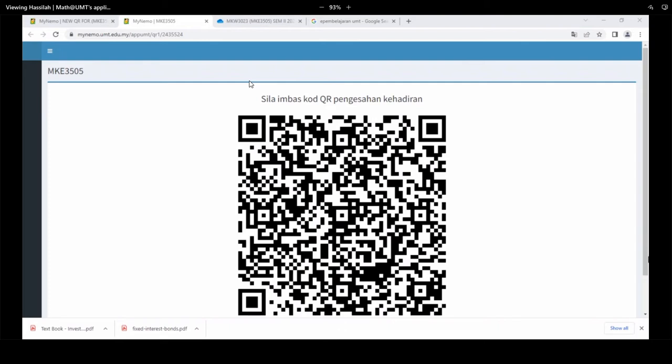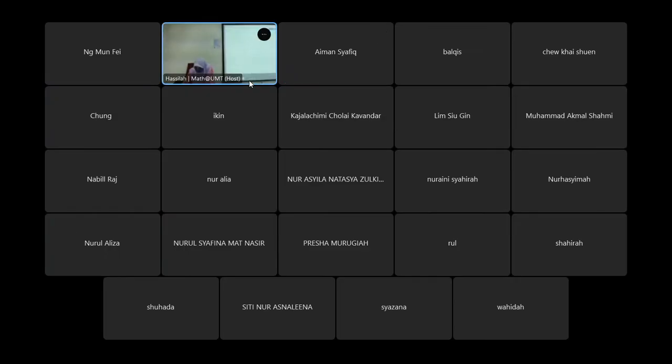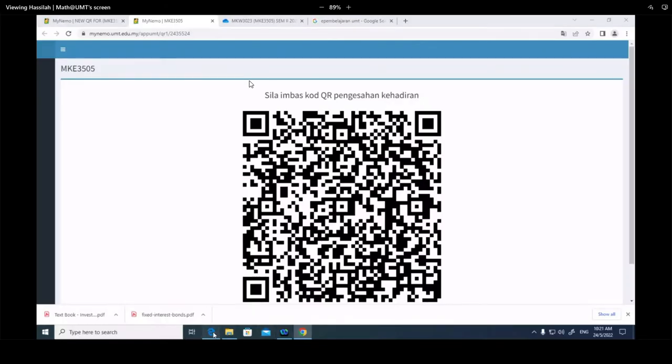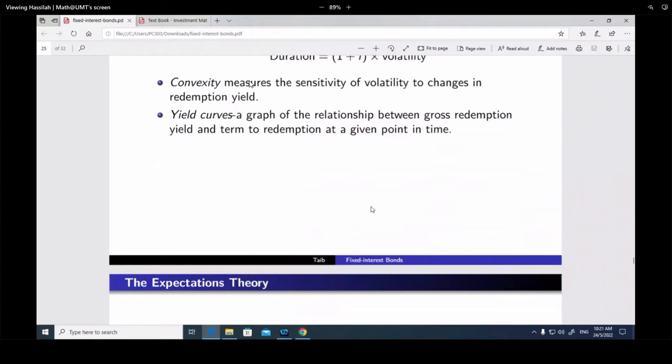Volatility dah. Duration also. Doctor, our screen now is the QR code, right? So Doctor have shared the lecture screen. Oh, saya share QR code je. Sekarang. Okay, thank you. Okay, nampak? Nampak.